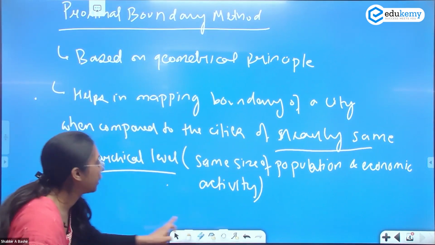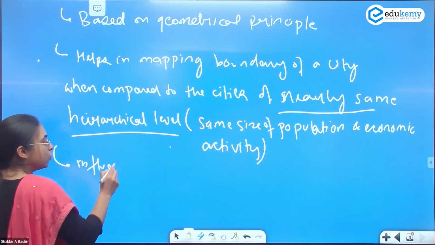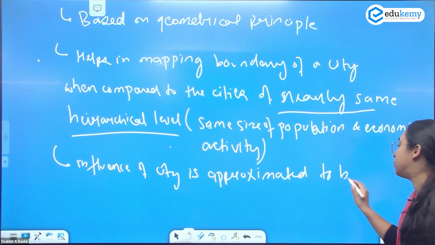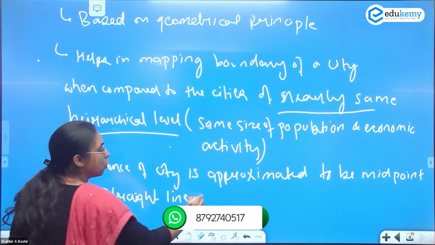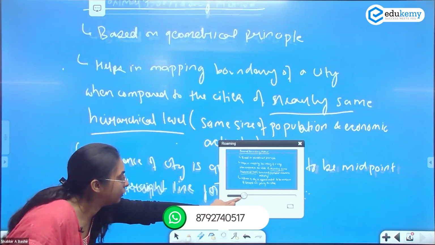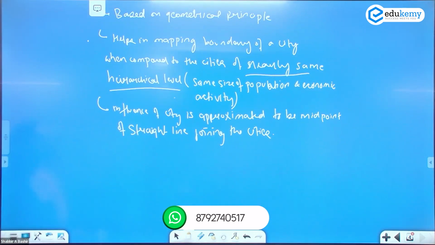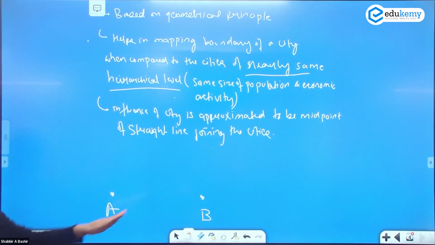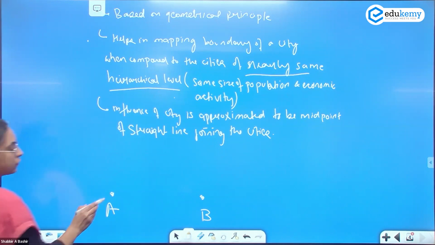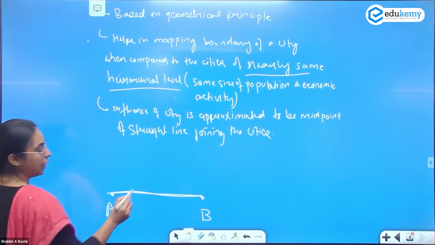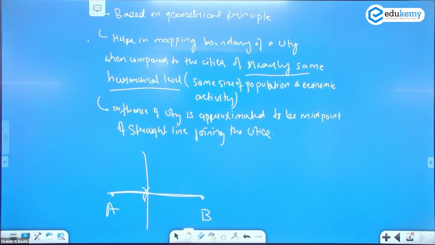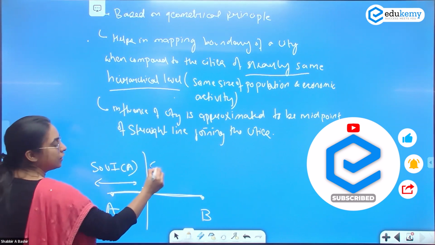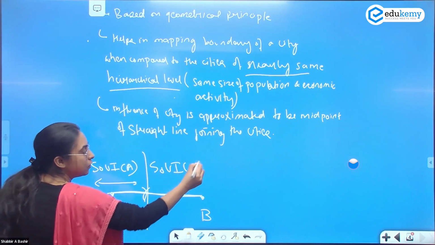Okay. Then write the influence of the city. The influence of the city is approximated to be the midpoint of the straight line joining the cities. Basically geometric method use kar rahe hain. Same cities hai hierarchical level ki. This is city A, this is city B. The city of the same hierarchical level. I want to know the influence of the city. I use a straight line. I use the midpoint and I say this is the sphere of urban influence of the city A, and this is the sphere of urban influence of the city B.